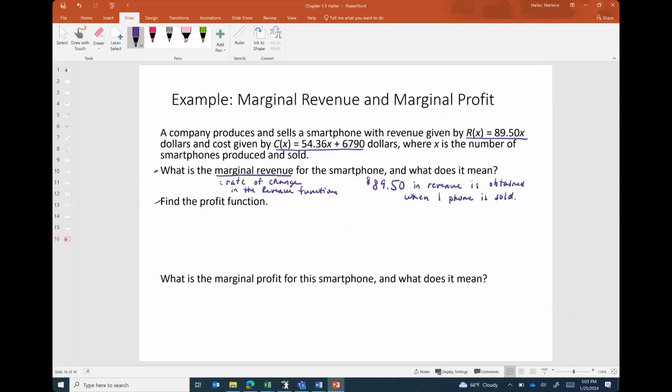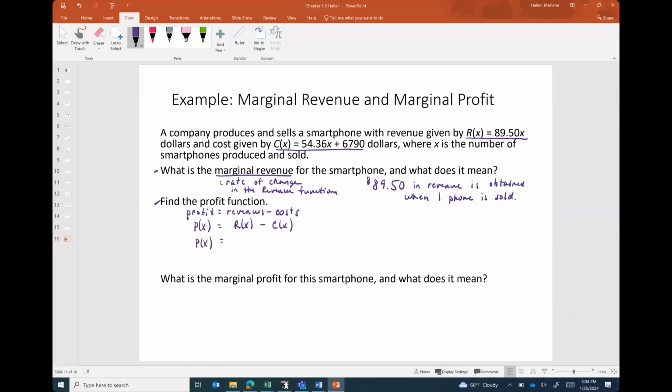All right, the next part says find the profit function. Well, what is profit? As a concept, profit is always going to be revenues less any costs incurred, right? So as a function, we could say P of x, profit for the number of smartphones produced and sold, that's x, is going to equal the revenue function, R of x, minus C of x, the cost function.